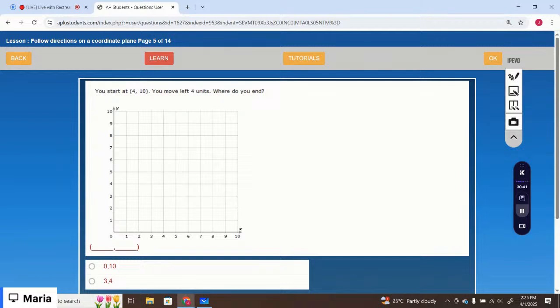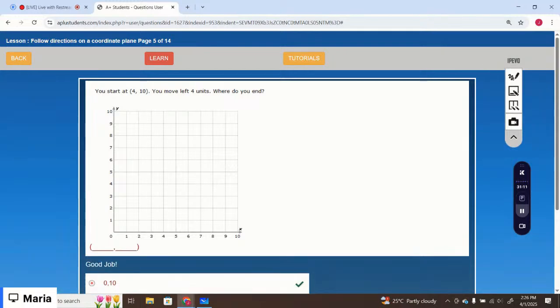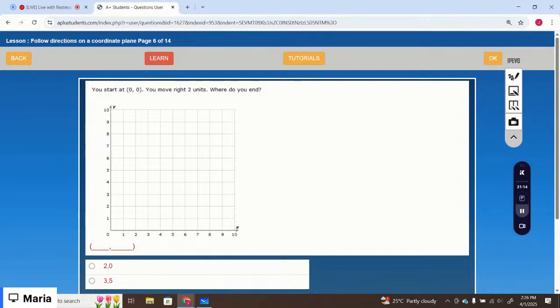You start at 4, 10. You move left 4 units. Where do you end? Left 4 units, then you end up on 0, 10. Option number one is the correct option.